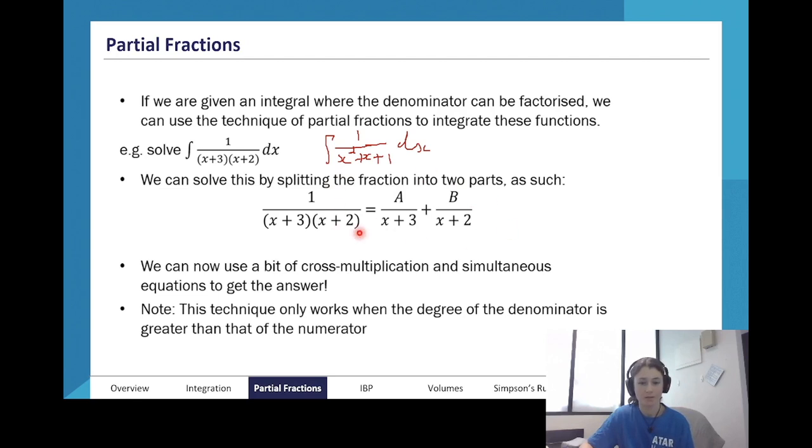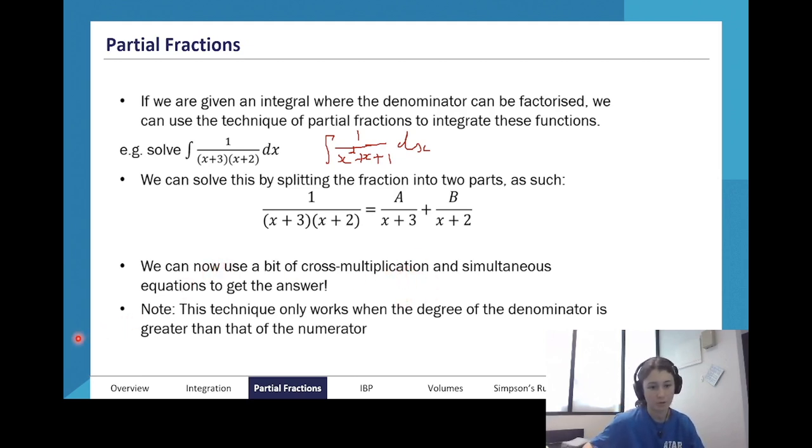And we'll get into proving how this splitting of the fractions actually works. But this is what we can do now. It's really simple from here on out. All we need to do is find A and B. So what we can do is use a bit of cross multiplication and simultaneous equations to get the answer. And we'll get into an actual application of this in a second.